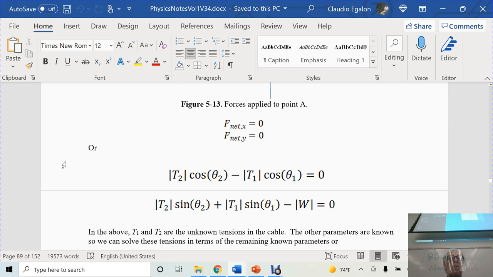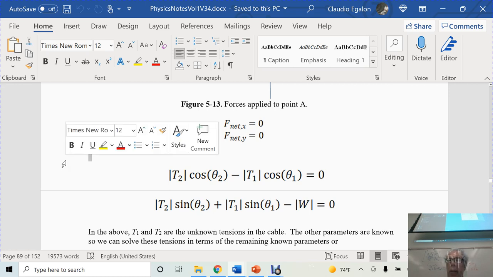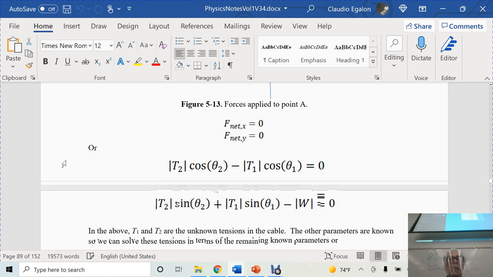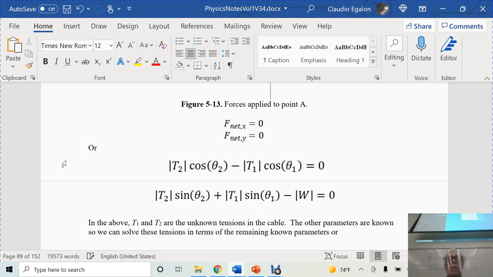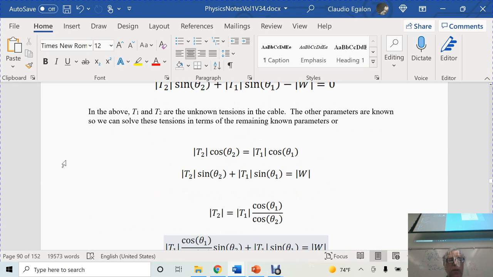That's the key of solving a mathematical problem. That's the key of solving a problem in physics. You have to make sure you have enough equations to solve your problem. You have to identify the unknowns, and you have to make sure you're going to get enough equations to solve for your unknowns. The other problem, so what's next?